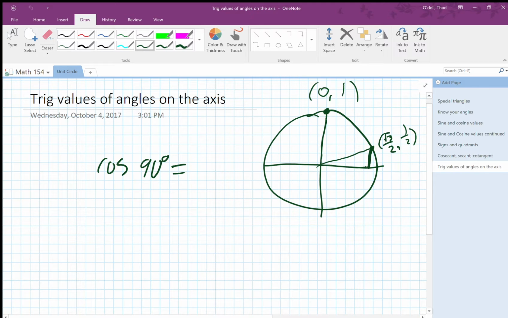So if we're looking for cosine 90 degrees, even though we can't draw a triangle here, we can figure out the coordinates, because this is a unit circle, which means the distance from the origin is 1. I've gone 0 to the right or left, and I've gone up 1. So this is the coordinate (0, 1). Cosine is associated with the x value, so cosine 90 degrees would be 0. If I was looking for sine of 90 degrees, that would be the y coordinate, so that would be 1.